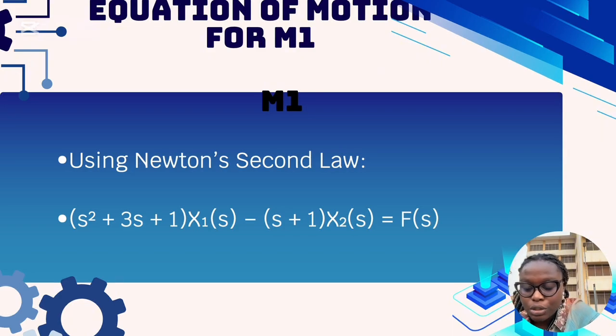Then we take the Laplace transform, assuming zero initial conditions. Acceleration becomes s squared X1 of s, velocity becomes s X1 of s, and displacement becomes X1 of s. After simplifying, we get s squared plus 3s plus 1 times X1 of s, minus s plus 1 times X2 of s, which is equal to the force F of s. The fact that both X1 of s and X2 of s appear shows that the two masses are coupled through the spring and then the dampers.